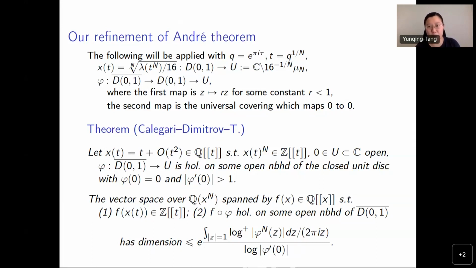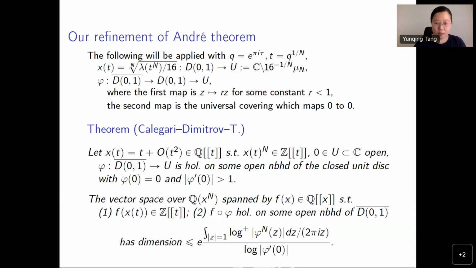And since we have a modular form, we want the Fourier expansion of the modular form at the cusp, and we want to avoid all the other cusps. So that's why we want to avoid all the nth roots of 1/16, but we still want the derivative to be as large as possible. So that's why we take phi to be essentially the universal cover. And since we want a closed disk, we just shrink it a little bit so that the integration here is not too big.